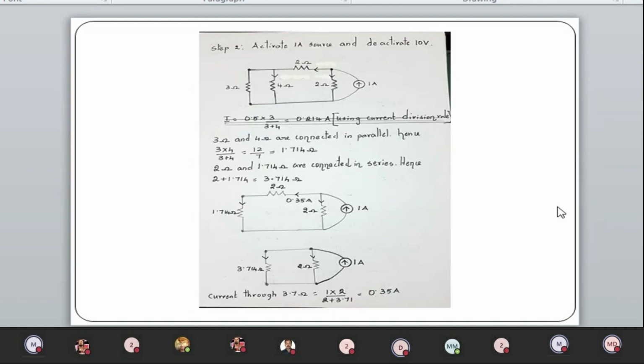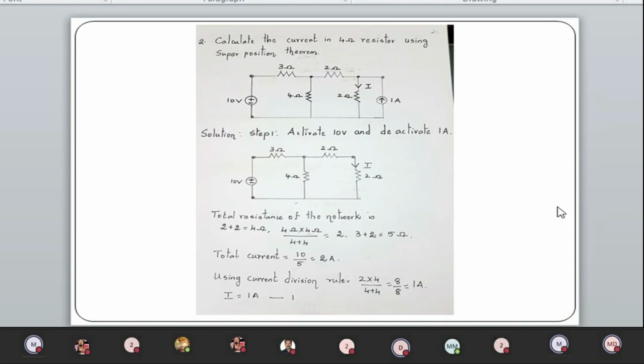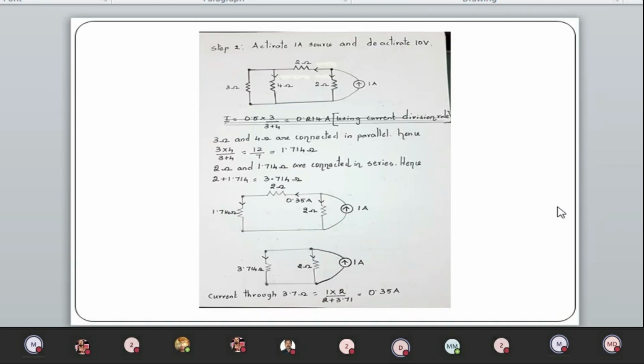Next, I want to activate the current source and I have to remove the voltage source. To remove the voltage source, I have to short circuit. So you can notice 10 volts has been short circuited. So 4 and 3 will be connected in parallel. Now find the equivalent resistance. 3 and 4 are connected in parallel, together in series with the 2 ohm.